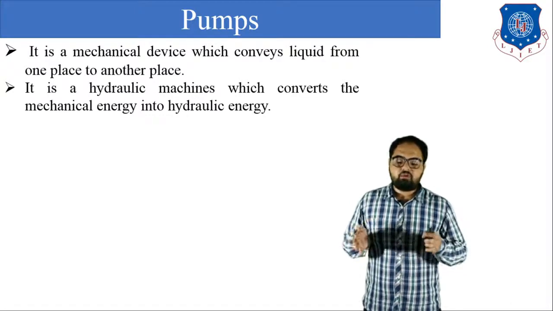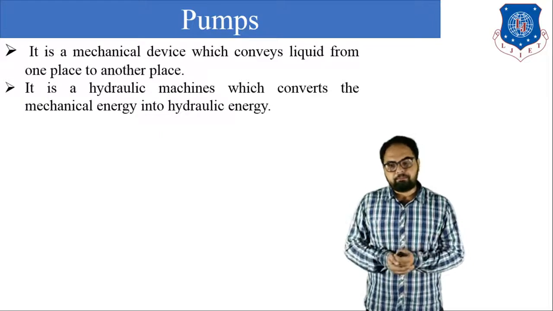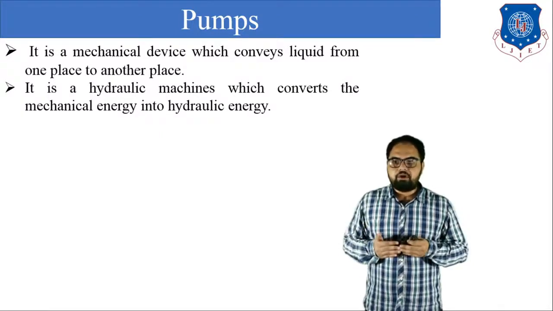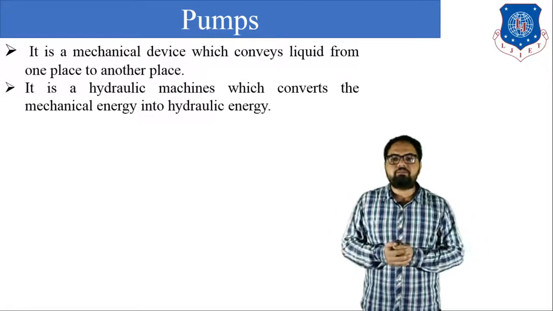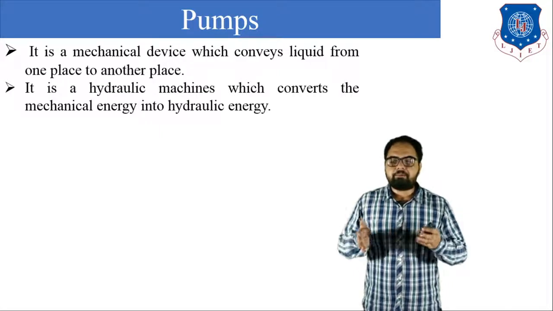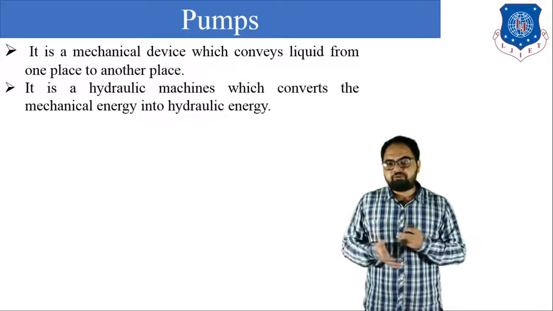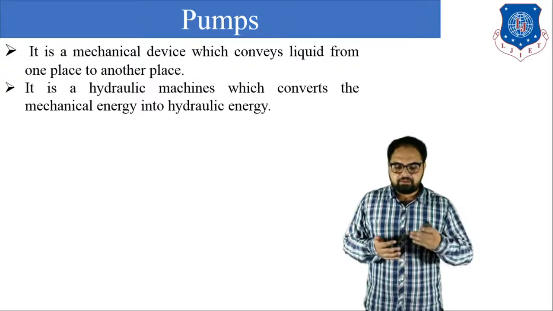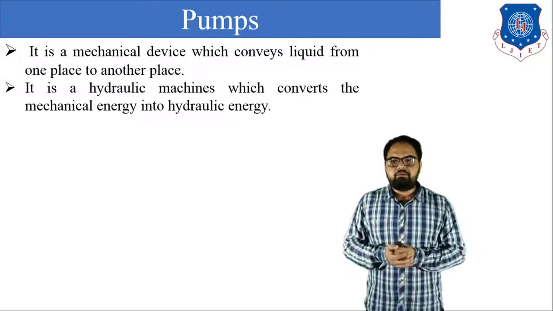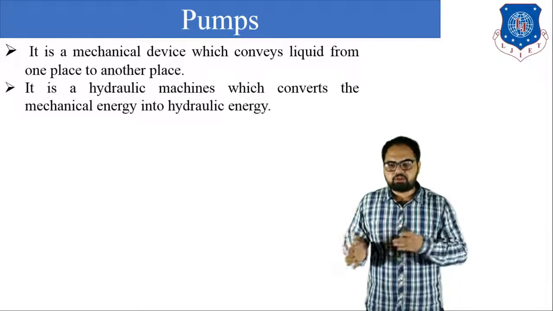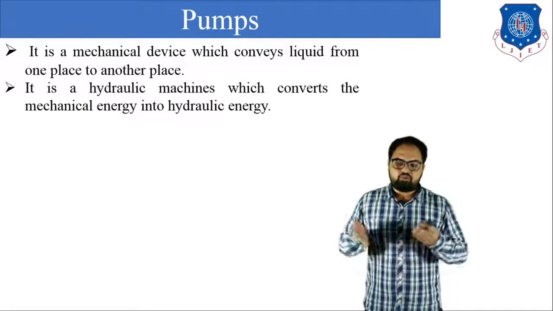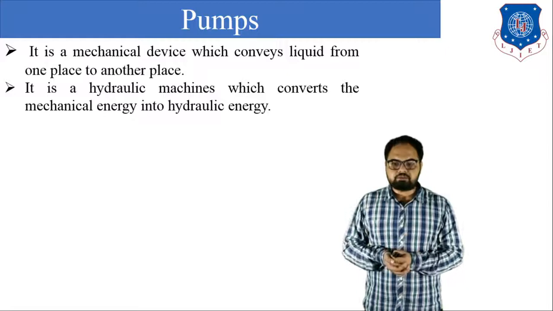First of all, what is a positive displacement pump? In this type of pump, a definite quantity of the liquid is discharged or displaced due to positive or real displacement of the working element. For example, a piston. The piston is the mechanical working element inside the pump, and with the positive movement of that piston, we can transfer the liquid from one place to another place. So piston pump is a positive displacement pump.